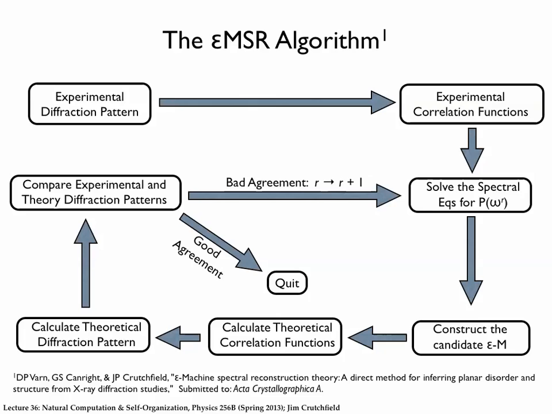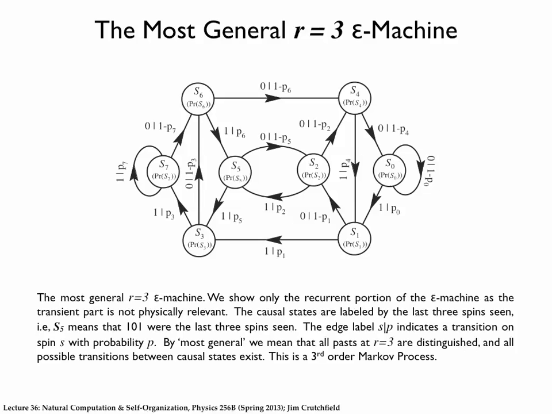And that is the description of the stacking structure of the crystal. So this is an R equals 3 epsilon machine. Let's just look briefly at what the causal state structure of an R equals 3 epsilon machine looks like, and everything we do will really be based on this. The R equals 3 machine has a total of 8 causal states and 16 transitions between these causal states.